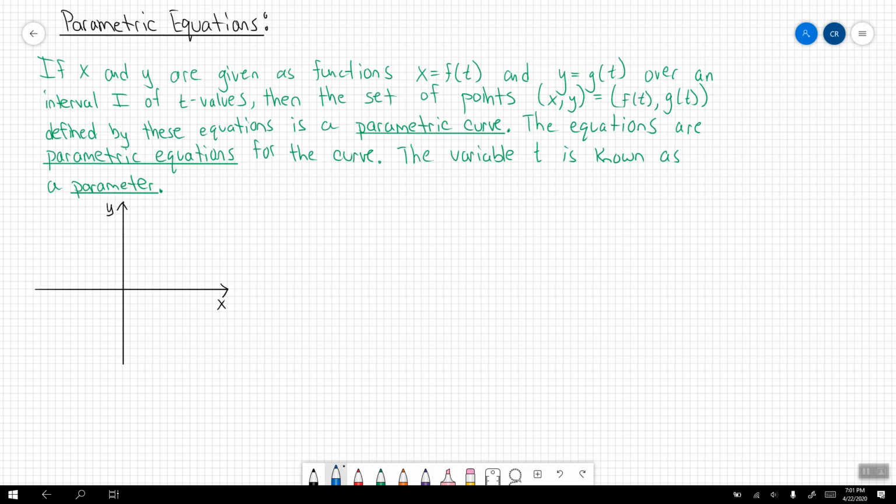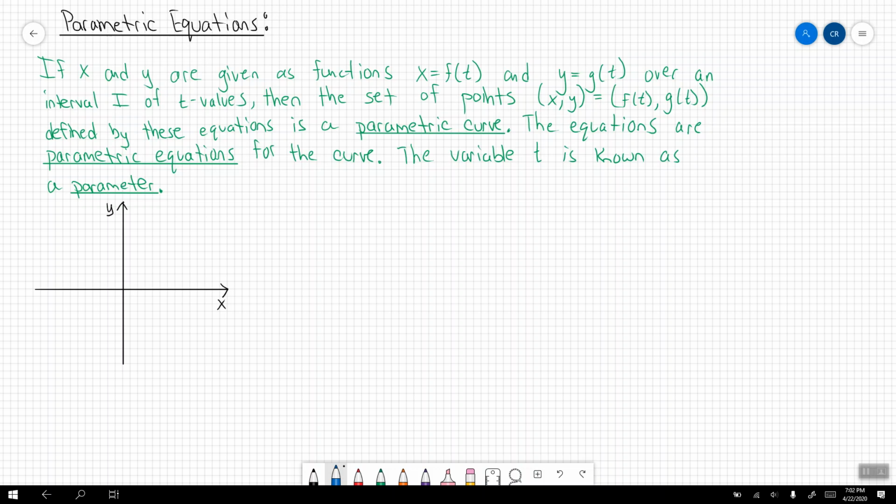Today we're going to be looking at parametric equations. So on the screen here you have the definition for what it means to be a parametric equation. And we're going to be looking at these parametric equations and how we're going to be working with them, not only algebraically, trigonometrically, or geometrically, but we're also going to be working with them using calculus.